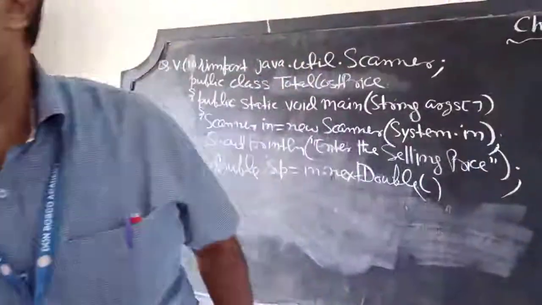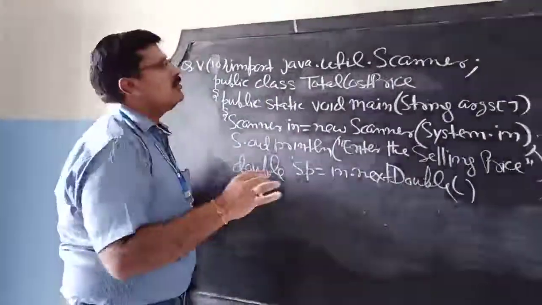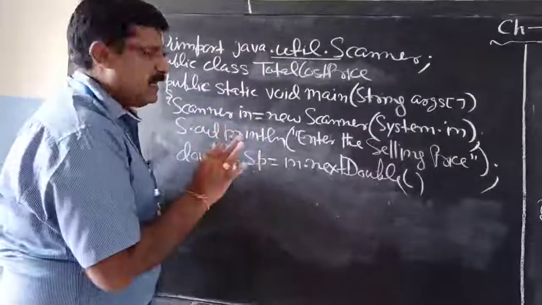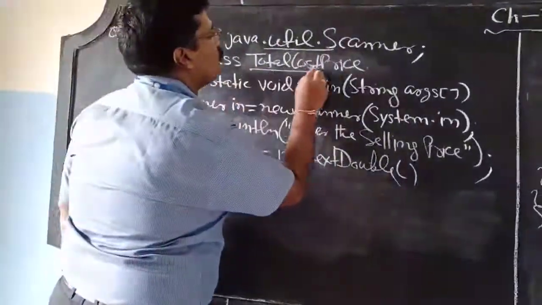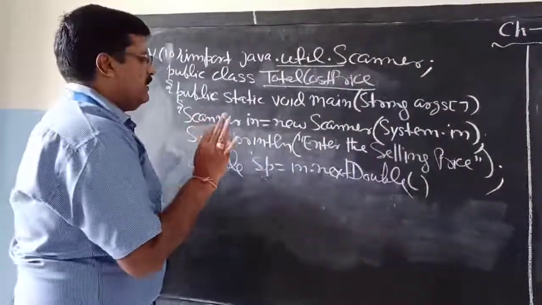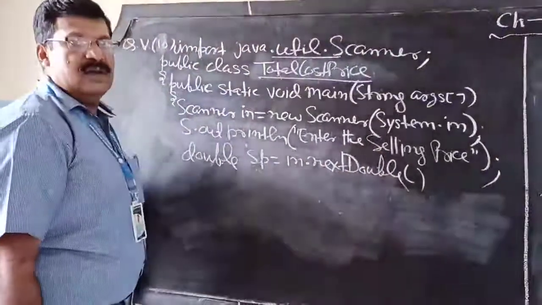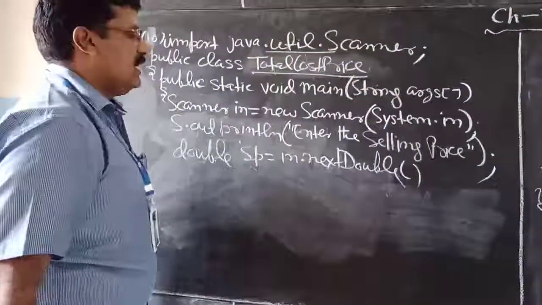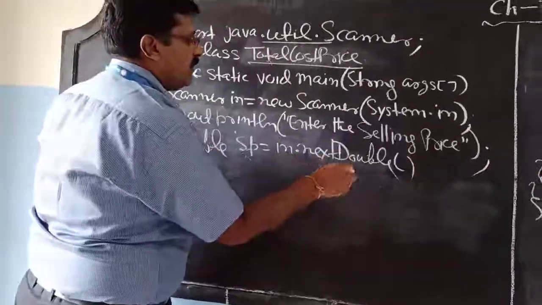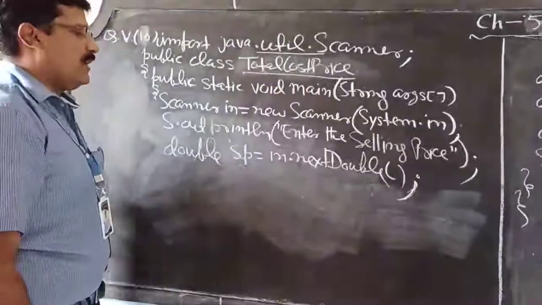So you can see the question in the book. Let us start the program. We are going to input, so we have to import the package java.util because inputting is there. Class name, TotalCostPrice, Scanner class created, System.out.println, enter the selling price. Double, you can take int also, sp equals in.nextDouble. So we input the selling price.